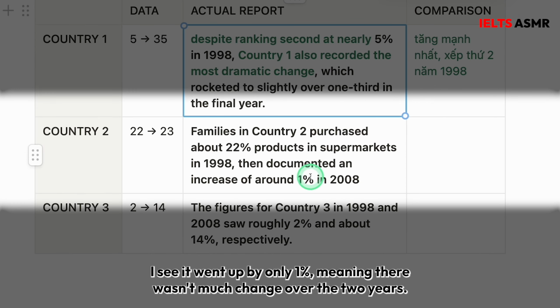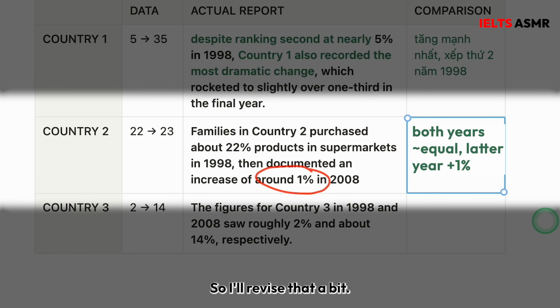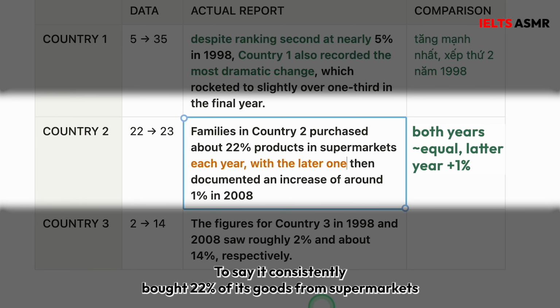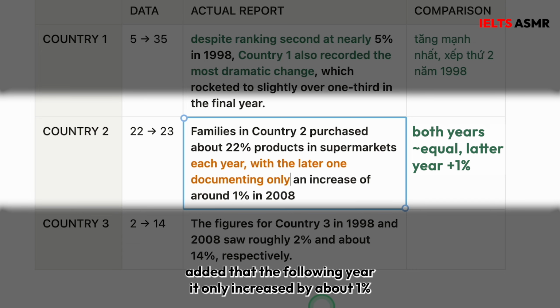Country 2, I see it went up by only 1%, meaning there wasn't much change over the 2 years, so I'll revise that a bit to say it consistently bought 22% of its goods from supermarkets every year, with a small detail added that the following year it only increased by about 1%.